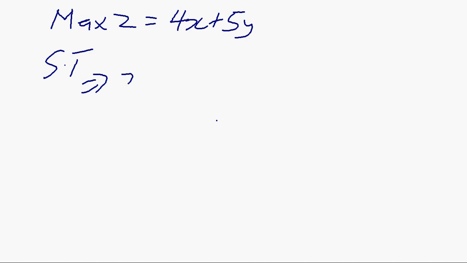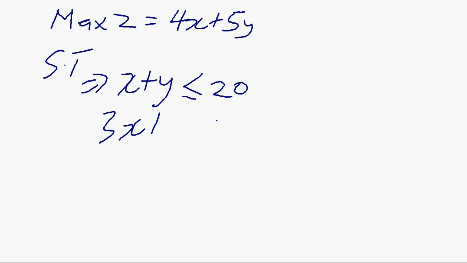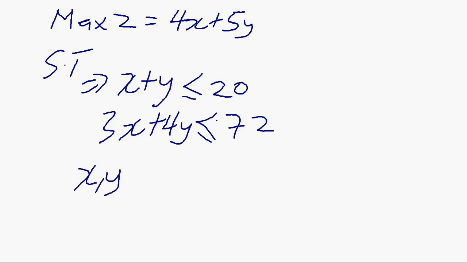All right, so the subject to constraints was x plus y is less than or equal to 20, then 3x plus 4y is less than or equal to 72. Then now our x and y is greater than or equal to 0, which means the non-negativity constraints. I will talk more about this non-negativity constraints in the Excel aspect.